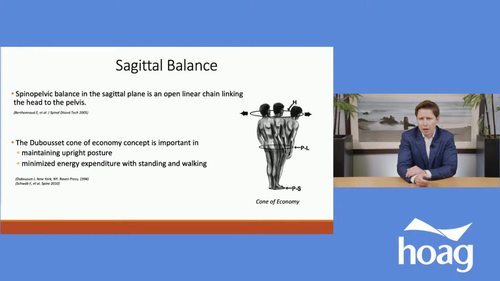Here we have the cone of economy. This was a concept that was developed by Dubousset, who was a French spine surgeon, and this diagram dictates that the most ideal alignment, as mentioned before, is when the head is positioned directly over the pelvis. The further that the head deviates away from the pelvis towards the periphery of the cone, the greater the expenditure that is exerted on our bodies in order to maintain upright posture. And that expenditure obviously comes at a cost, which is pain.